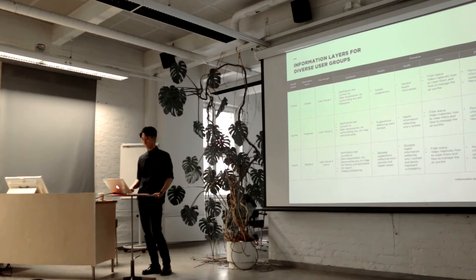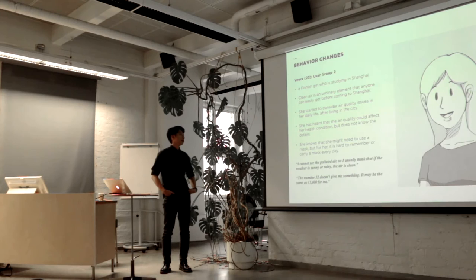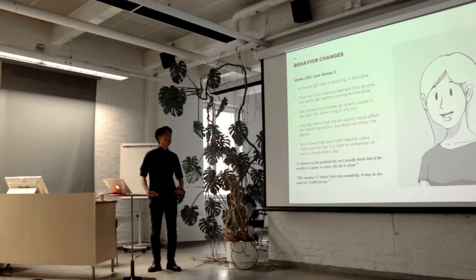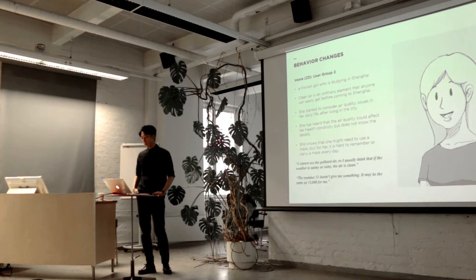So to talk about the UI design on a practical level, I made a persona, Vera, 23 years old, who is living in Shanghai now. She is a representative person in user group 2. Let's see what she said. She said, "I cannot see the polluted air, so I usually think that if the weather is sunny or raining, the air is clean. And the number 52 doesn't give me anything. It may be the same as 15,000 for me." So she's definitely a typical character in user group 2.